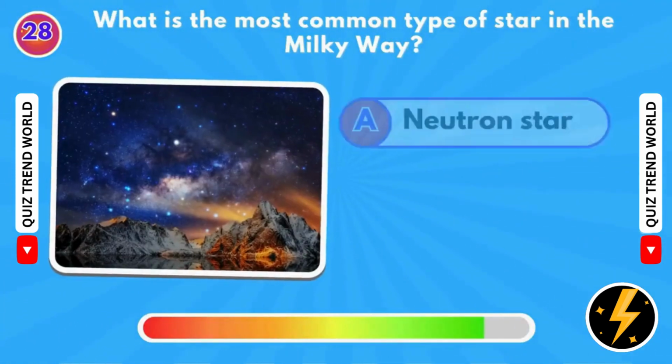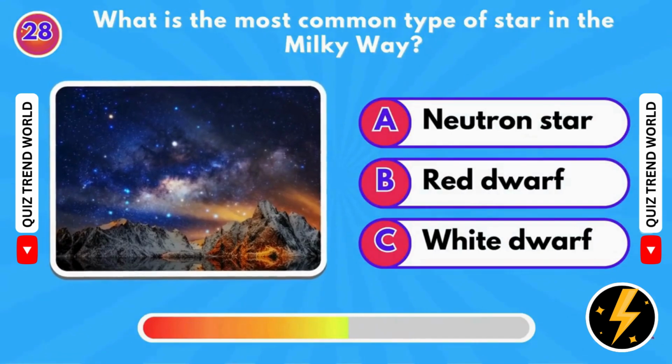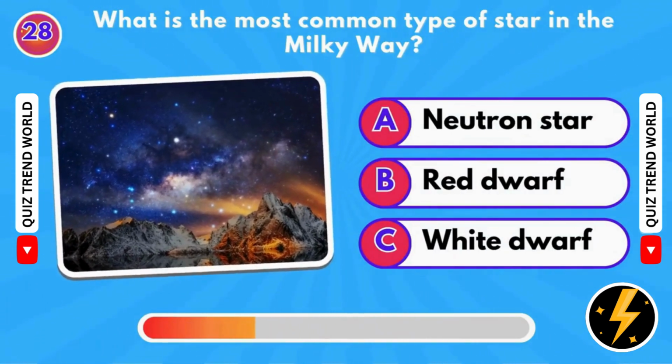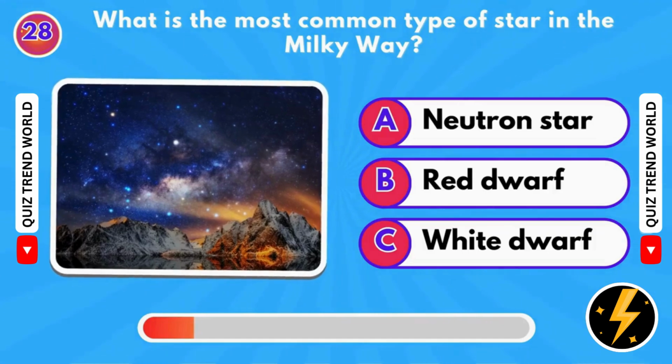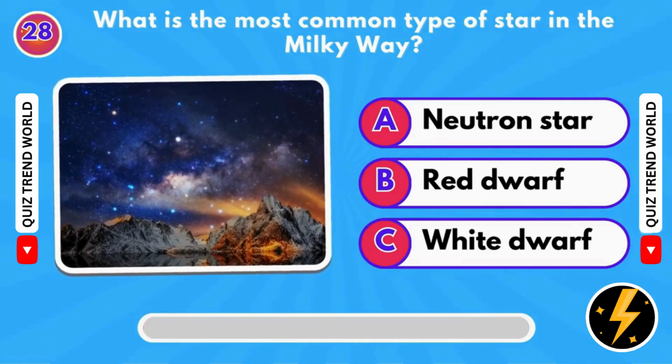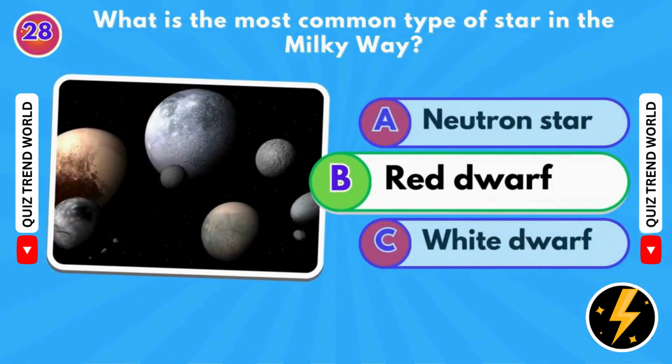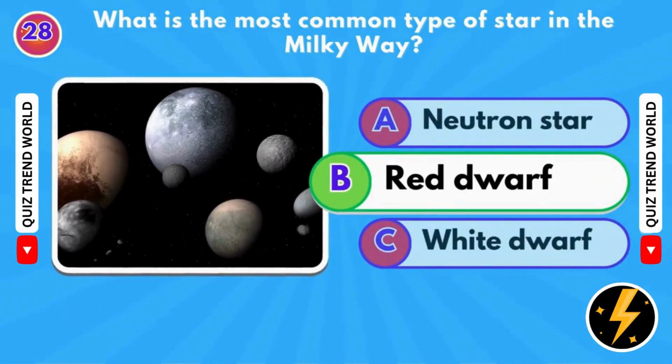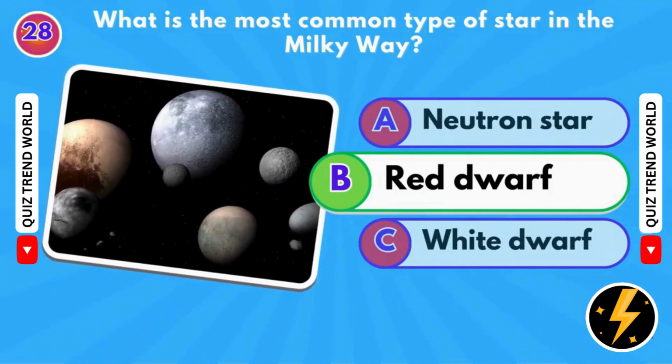What is the most common type of star in the Milky Way? Neutron star, red dwarf, or white dwarf? Red dwarf. In the Milky Way galaxy, about three-quarters of the stars are red dwarfs.